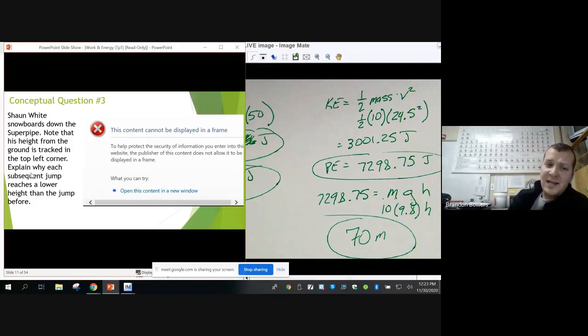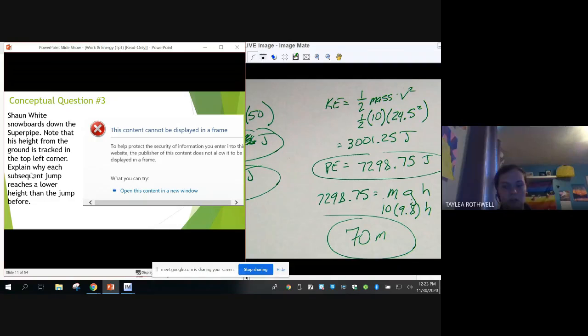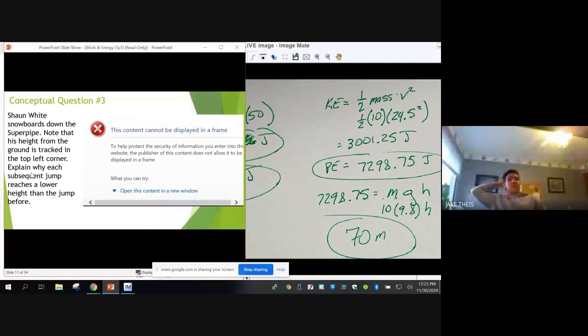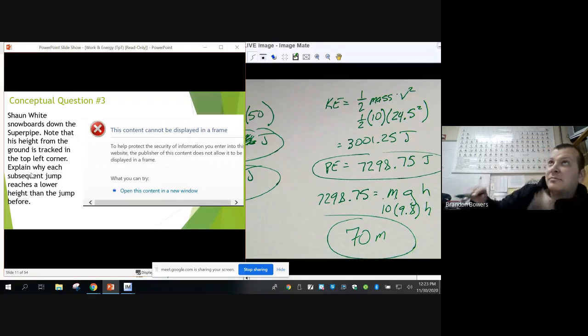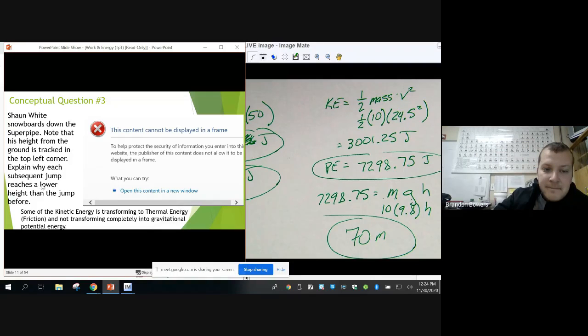So explain why each jump after his first jump reaches a lower height than the jump before. More kinetic or more potential energy? Less potential energy. So, well, really, the answer is friction of the ground. So the friction of the ground is causing less kinetic energy at the bottom, and as a result, less potential energy at the top, right? Some of the kinetic energy is transferring to friction.